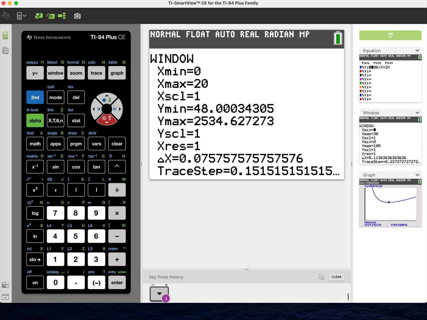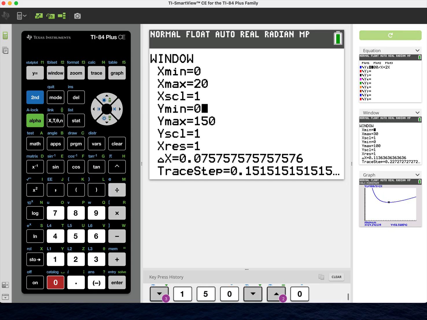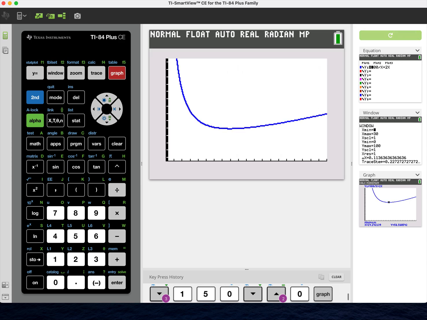Okay, so I'm going to just drop this down to like, I'm just going to try 150, which might be too much. And I'm going to drop this one down to 0, because remember, this is talking about a minimum value, and I have positive numbers, so I know that it's going to be a positive number here. So when I hit graph, there we go. I'm looking for this like swoosh shape. I'm looking to see a minimum or a maximum on my graph.